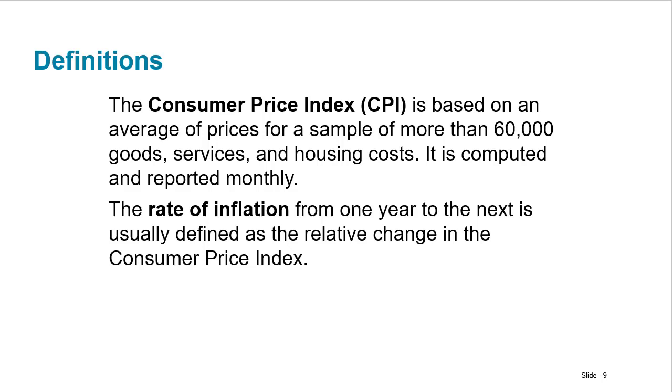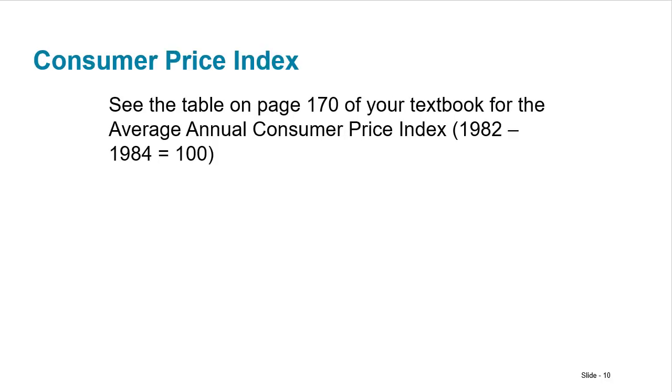So they're not just looking at how much gasoline costs, they're looking at a lot of things, right? A sample of more than 60,000 goods, services, and housing costs. So it's kind of like the cost of living. The average cost of living in the United States is the consumer price index. And so the rate of inflation tells us how much more it costs to live each year based on what it was before. So if you want to check out a table, you can look them up online. Our particular textbook has one on page 170 that shows the average annual consumer price index from 82 to 84.